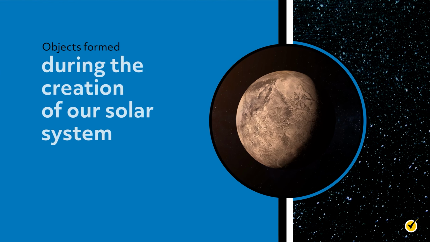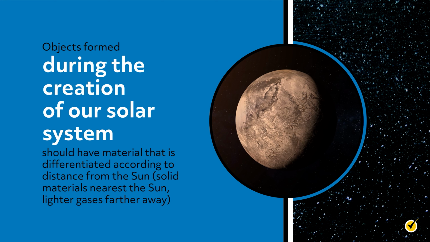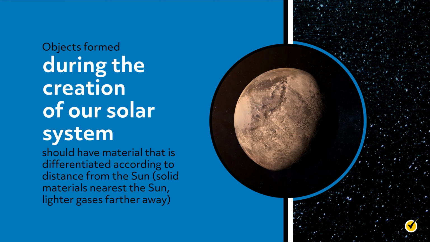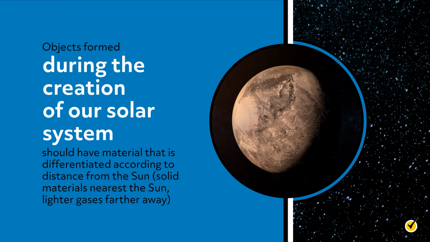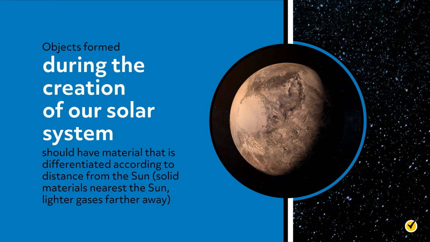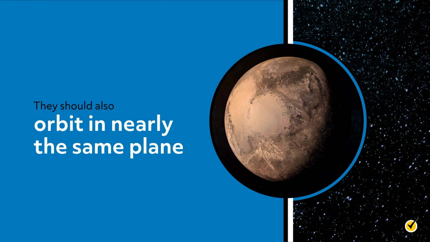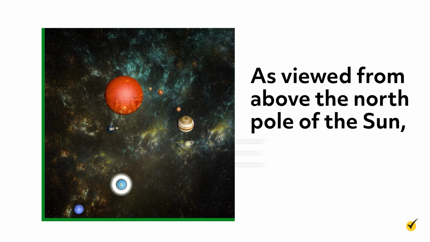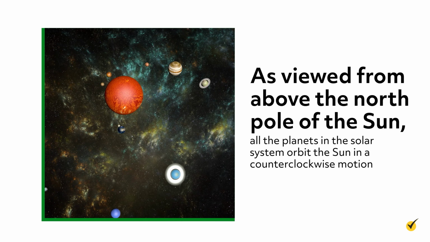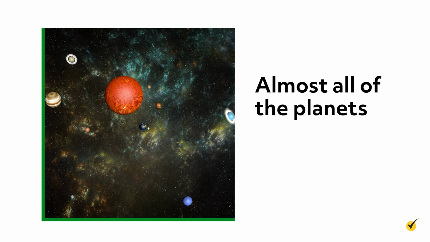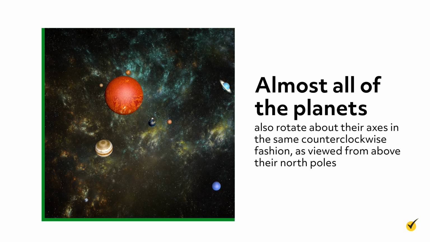Objects formed during the creation of our solar system should have material that is differentiated according to distance from the sun. The solid materials nearest the sun, lighter gases farther away. They should also orbit in nearly the same plane. As viewed from above the north pole of the sun, all the planets in the solar system orbit the sun in a counterclockwise motion. Almost all of the planets also rotate about their axes in the same counterclockwise fashion, as viewed from above their north poles.